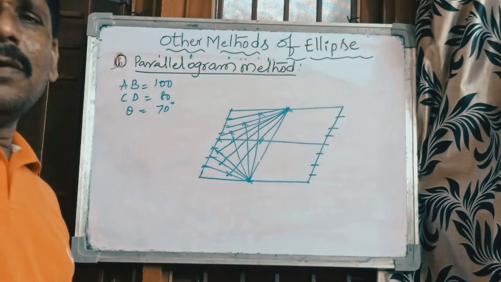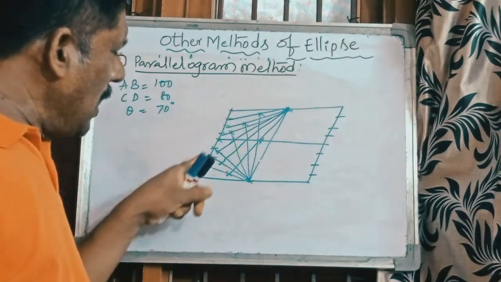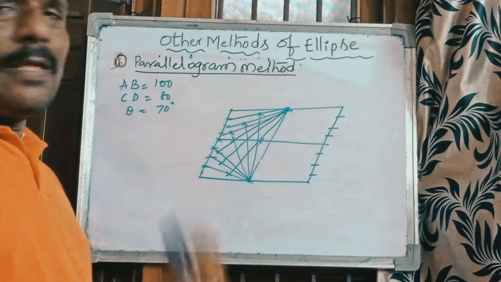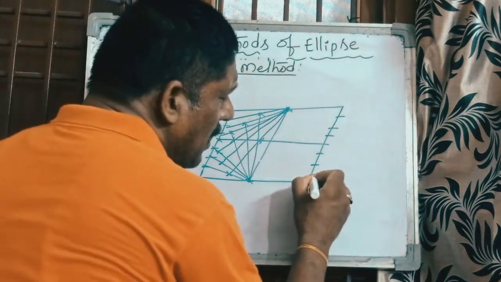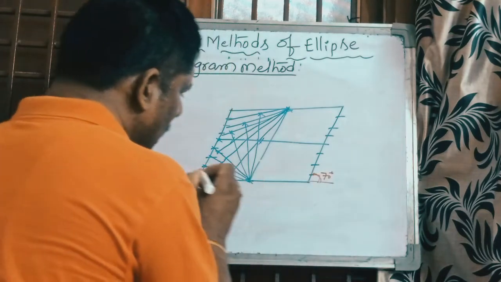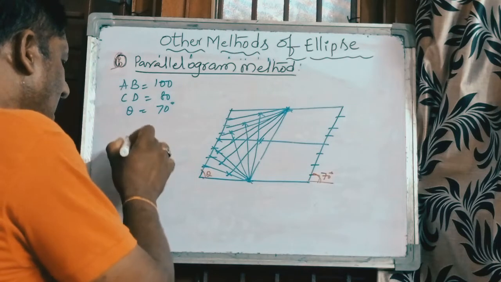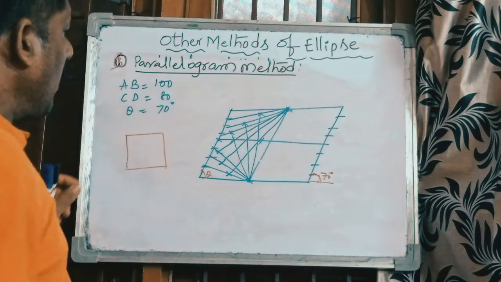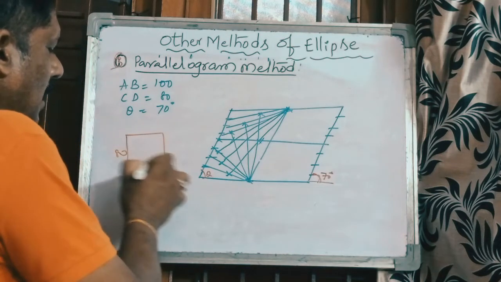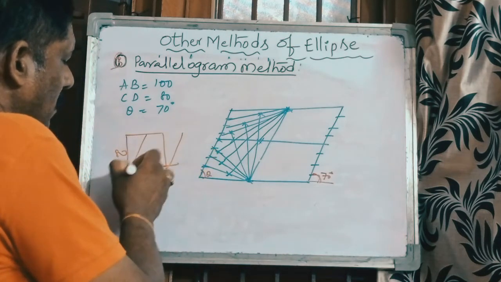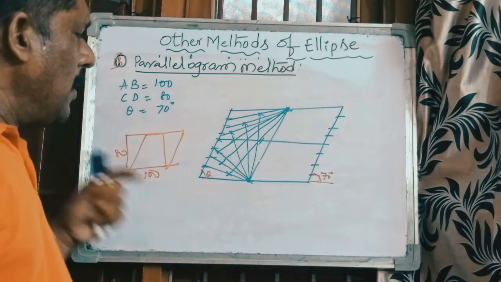Same method as in the previous rectangle method of ellipse, the only difference is we are taking 70 degrees extra here. The angle is given between these two lines. In the previous rectangle method, we directly took the rectangle 100 by 80. So here we are taking the angle, just making it a parallelogram. So the method is everything the same, but once again I will explain.